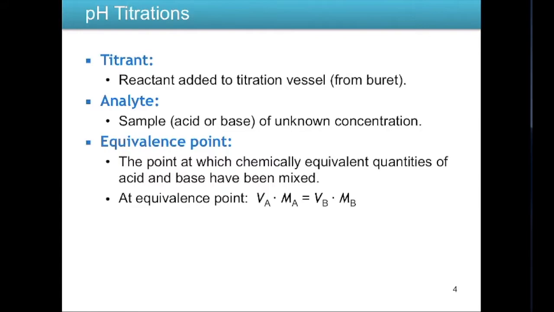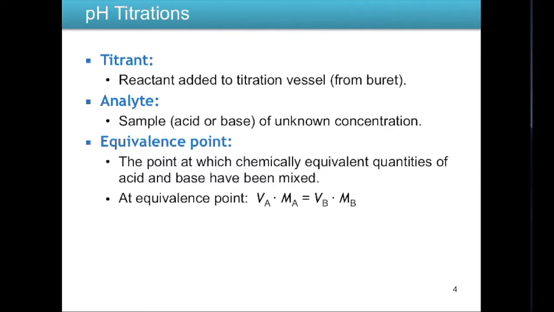This slide just gives you a little bit of vocabulary that you should know. The titrant is the reactant that is added to the titration. The titrant is the solution that's in your burette. The analyte is the sample. It's the weak acid or the weak base, or maybe the strong acid or strong base that has an unknown concentration. You're trying to determine the concentration of this compound, so it's going to be in the Erlenmeyer flask.